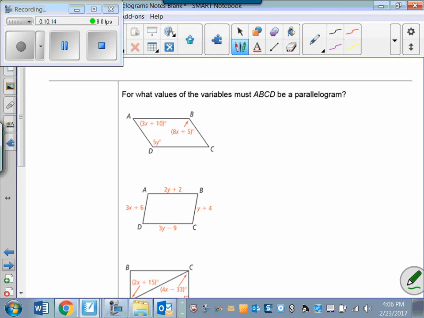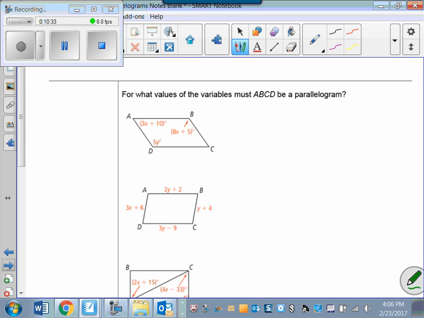All right, what's next? More problems, more problems. Maybe I'll do some and then I'll stop and let you do some. That's what we like to do. For what values of the variables must ABCD be a parallelogram? Okay, well, let's look at angles A and B. What do we know about angles A and B? We know they're supplementary, right?